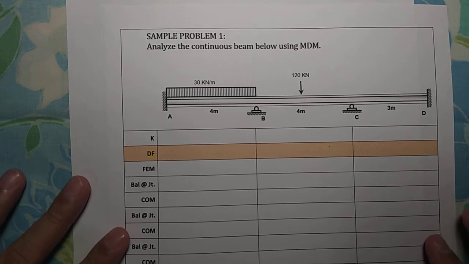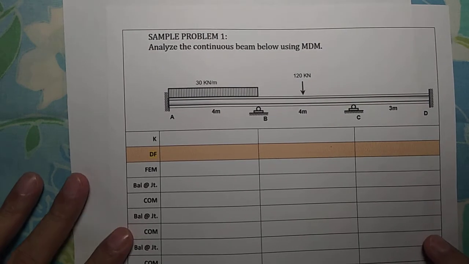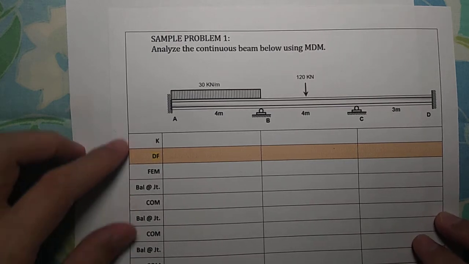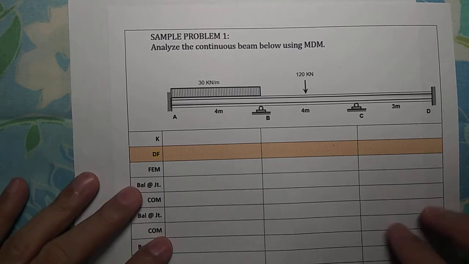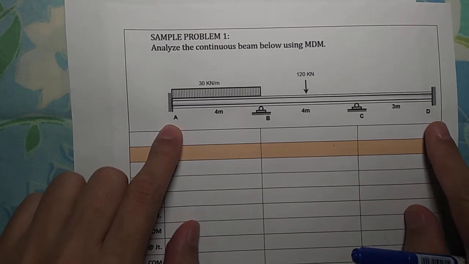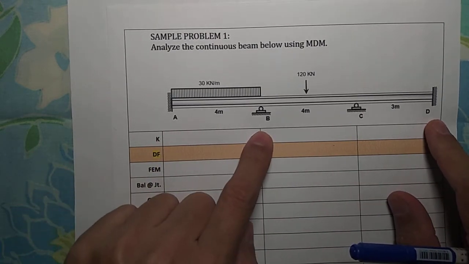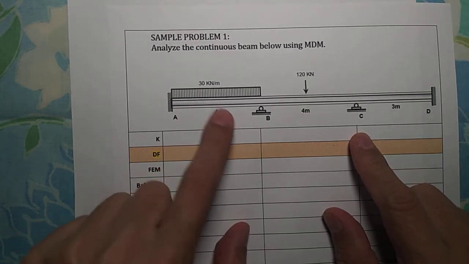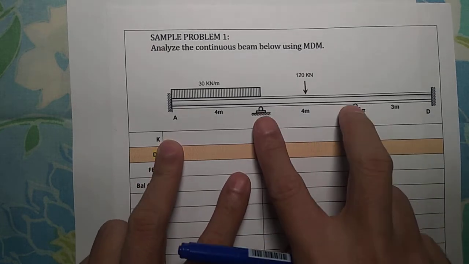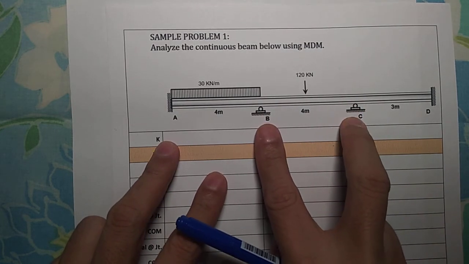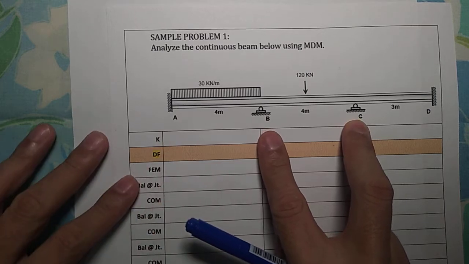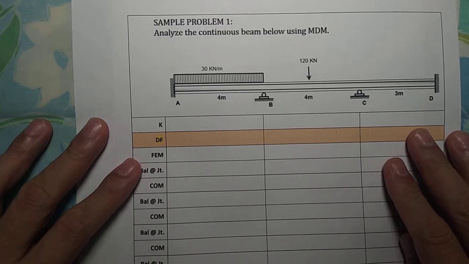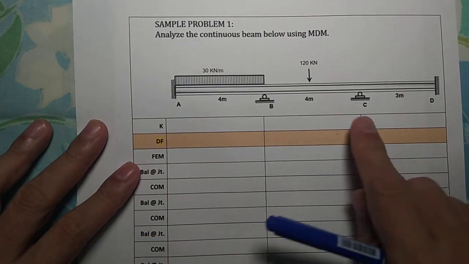Okay, good day. So today we're going to solve another indeterminate beam using the moment distribution method. This is my sample problem number 1. We have a continuous beam, both ends fixed at A and D, then roller supports at B and C, and it is loaded with a uniform load of 30 kN per meter on span AB and a concentrated load of 120 kN at midspan of BC. So our objective using MDM is to calculate the final moments at supports A, B, C, and D.